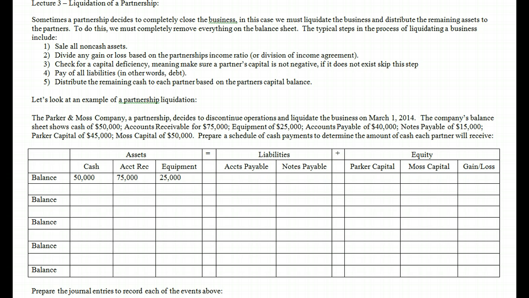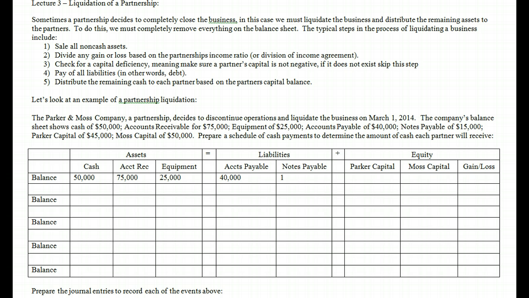So now let's add that up, because remember, we have to balance. If you take the 50 plus the 75 plus the 25, you get 150,000. So assets equals liabilities plus equity. So our liabilities and equity have to equal 150,000. Then we have accounts payable. And how much do we have in accounts payable? We've got 40,000 in accounts payable.